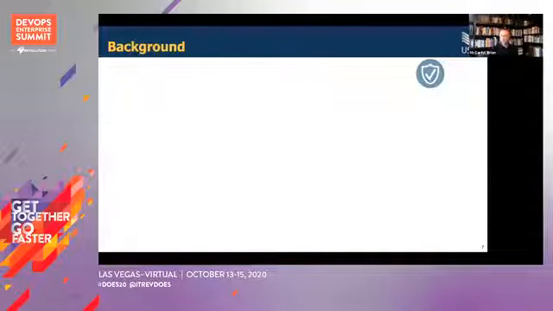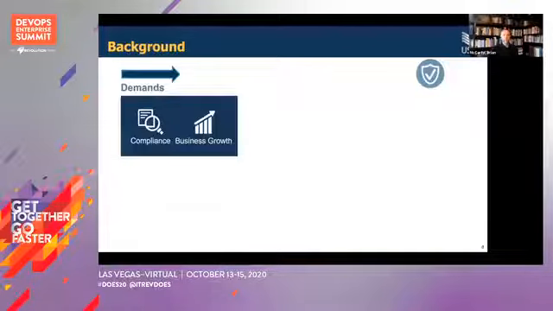So a little background. At USAA, we've had a lot of demands placed on us the last few years, both the increase in regulatory scrutiny, our desire to be absolutely as compliant as possible, as well as that organic business growth of the organization. We've doubled in size multiple times since I started working here 20 years ago. So these demands, of course, are not going away.